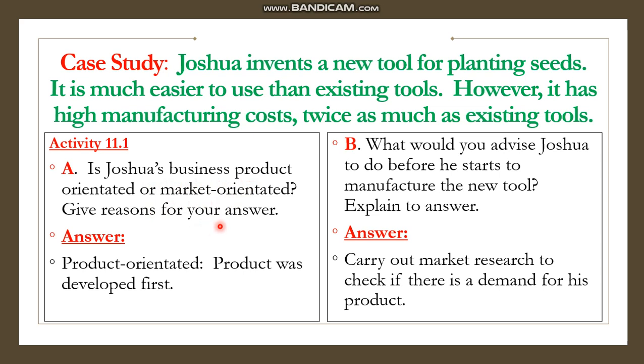Okay. Now, since we're dealing with the new tool for planting seeds, it is product orientated. The product was developed first. Now, what would you advise Joshua to do before he starts to manufacture the new tool? Explain your answer. He should carry out market research to check if there is a demand for his new tool. Okay. Now, we have to test the waters before we dip.